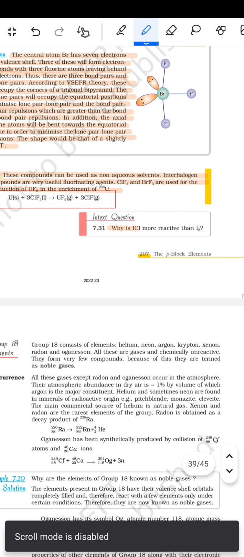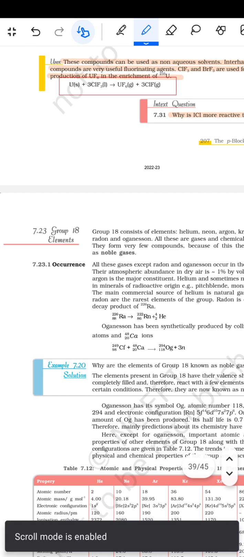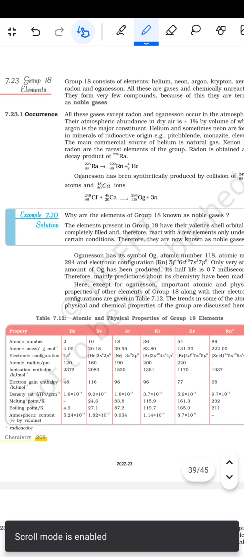Why is ICl more reactive than I2? In-text question. Now the group 18 elements.